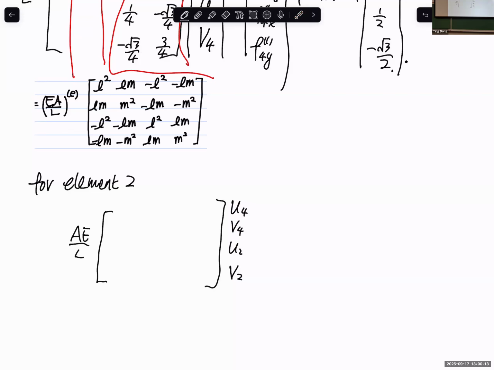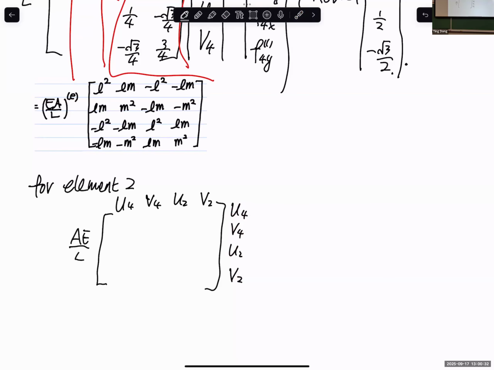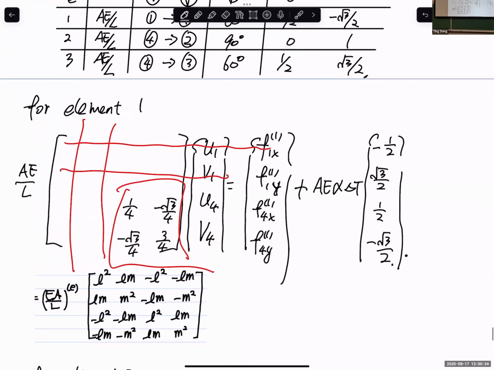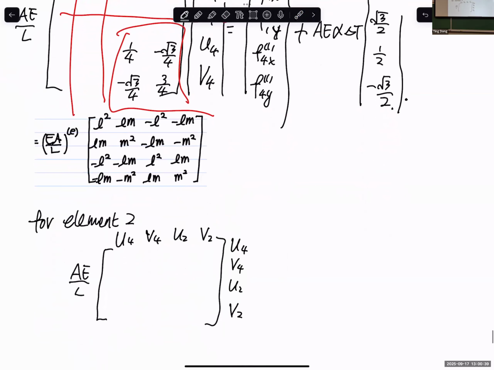You need to always make it consistent in the whole solution. And also to make it easier, I can also write the column index here: U4, V4, U2, V2. And again, we don't need to write the whole 16 components. We only need the 4. What are the 4 components?